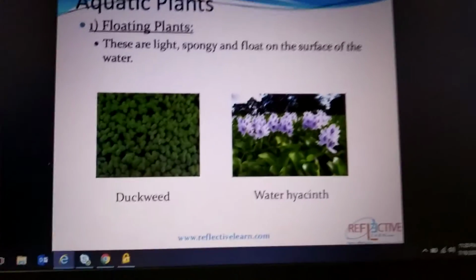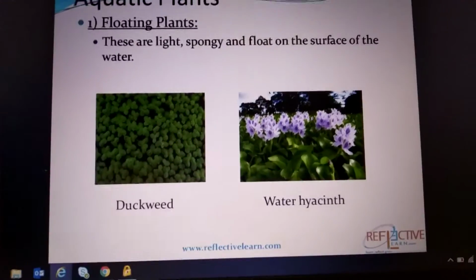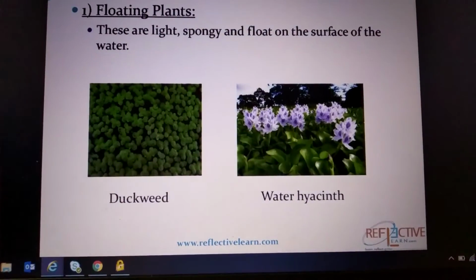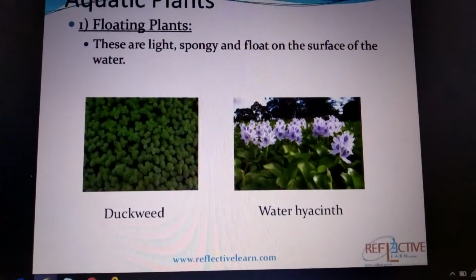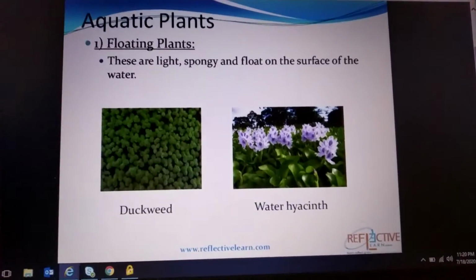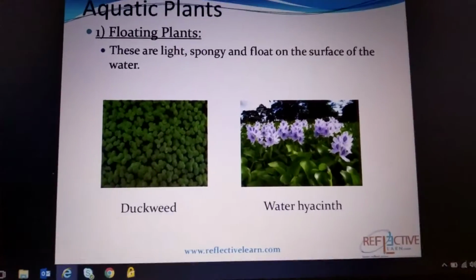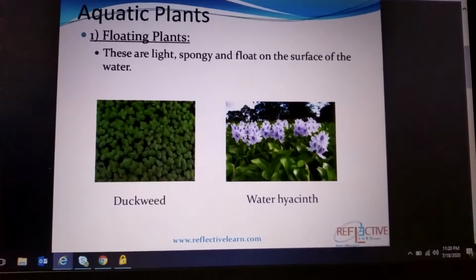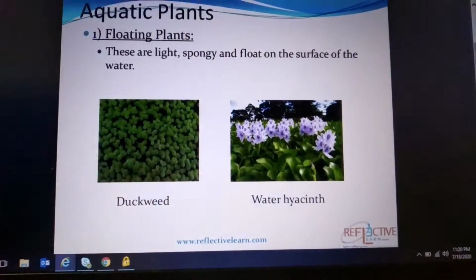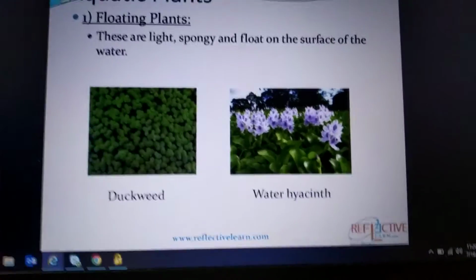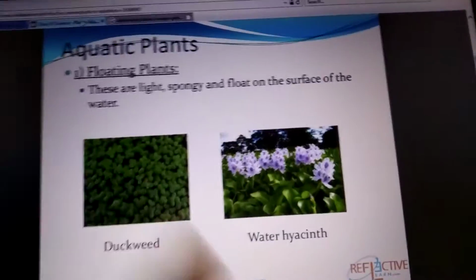First we will discuss floating plants. Floating means, children, we know that some plants we will see that they float on the water. Why do they float on the water? Because they have lightweight and spongy leaves. So these features help them to float on the surface of the water.